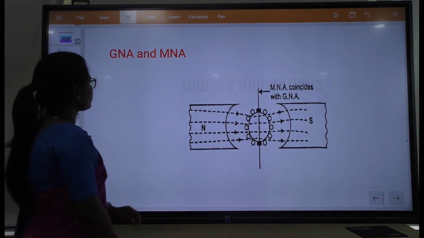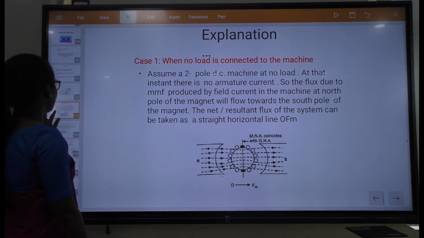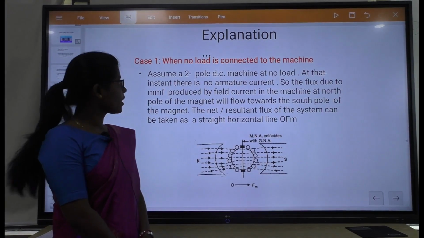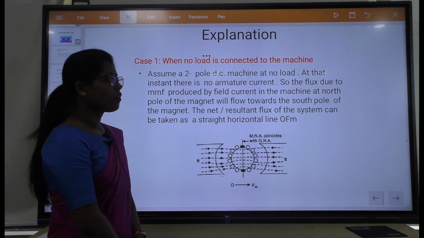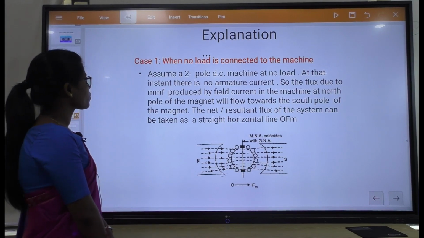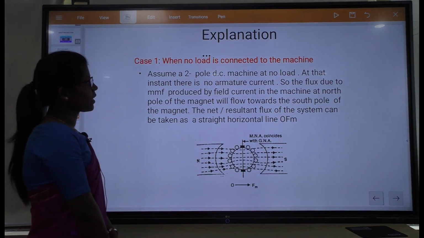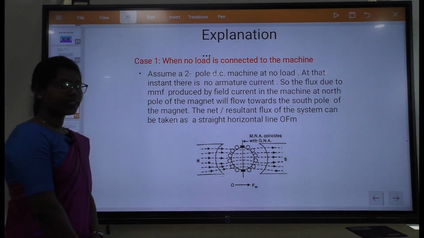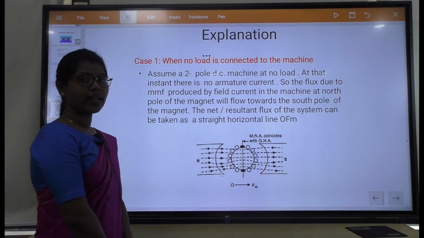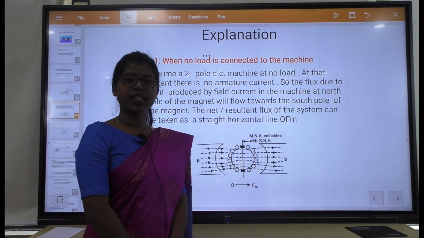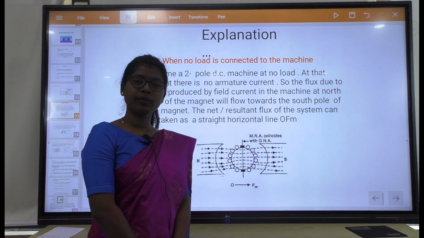So, explanation of armature reaction. For understanding the armature reaction, we consider three cases. First case, case 1, that is when no load is connected to the machine. When no load is connected to the machine, it means no current in the armature conductor. No current in the armature conductor means no flux produced in the armature conductor.